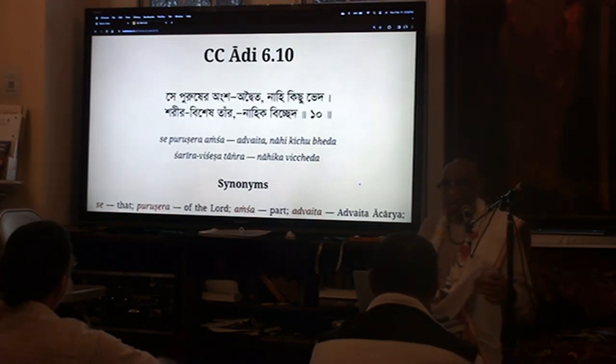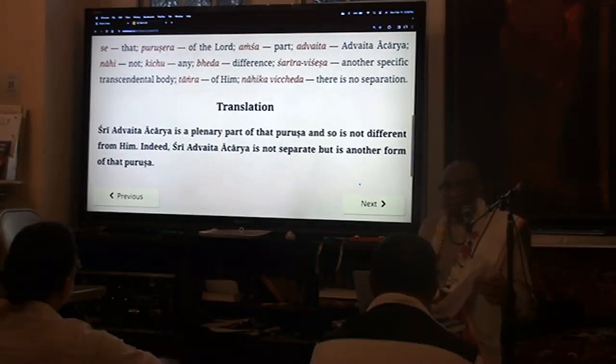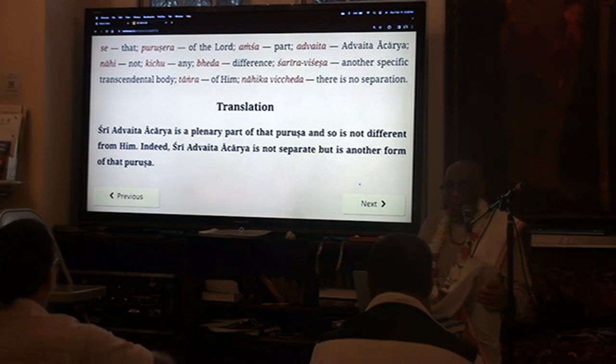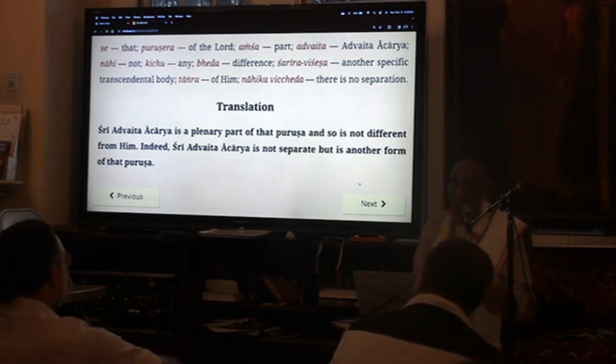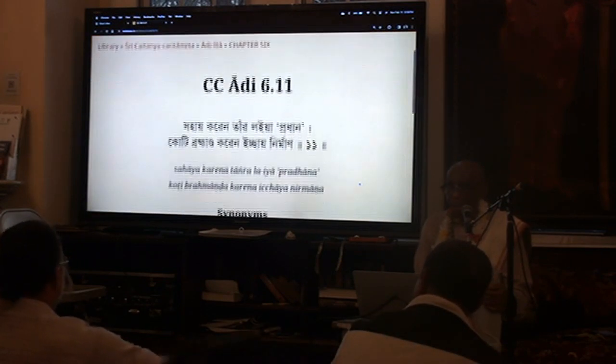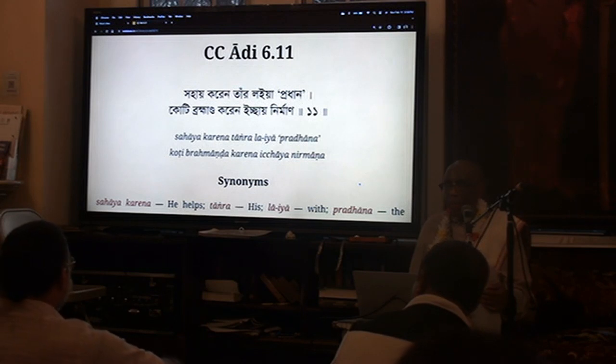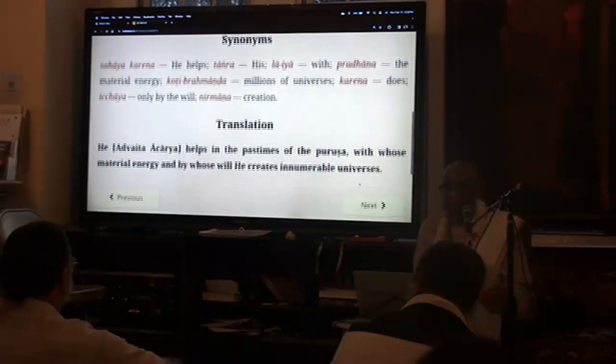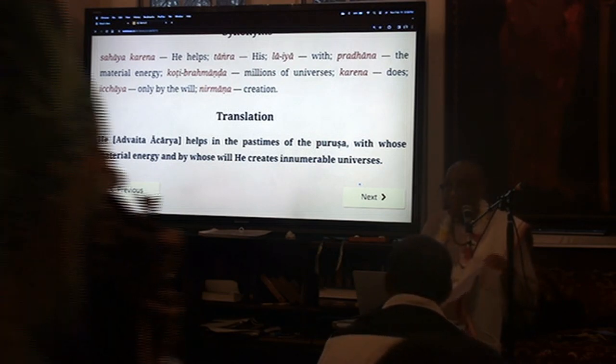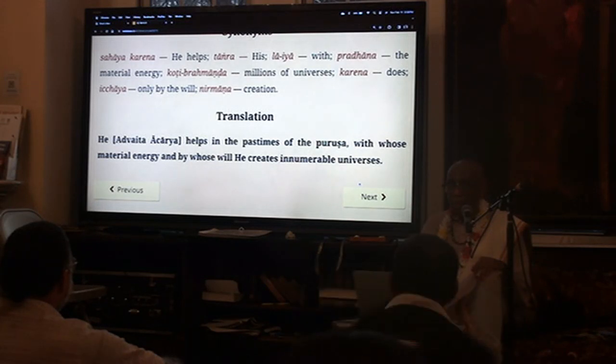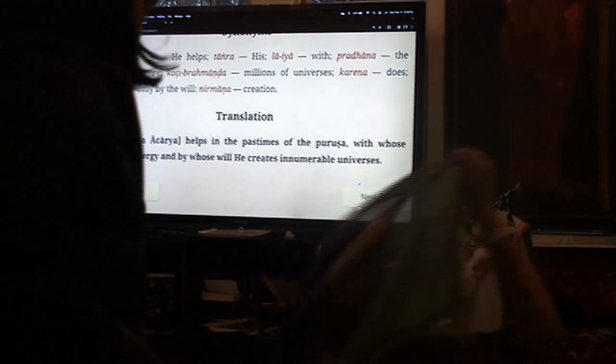Se purushera amsha advaita nahi kichu bheda, sharira vishesha tanra nahi krishna bheda. Sri Advaita Acharya is a plenary part of that Purusha, and so is not different from him. Indeed, Sri Advaita Acharya is not separate, but is another form of that Purusha. Sahaya karena tanra laiya pradhana, koti brahmanda karena icchaya nirmana. He, Advaita Acharya, helps in the pastimes of the Purusha, with whose material energy and by whose will he creates innumerable universes.